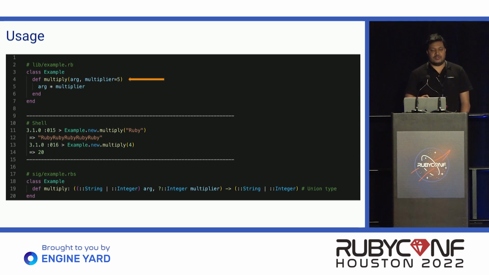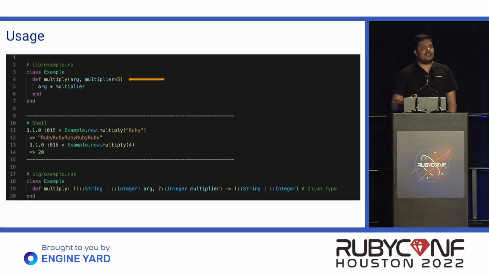If I call it with a string, then the default value of the multiplier is 5. It's going to print that string 5 times. In this case, I have provided the argument as Ruby, and then it is printing Ruby 5 times. And if I give the argument as an integer at line number 13, it's going to return the value as 20. So this function can return string as well as integer, both kinds of values.